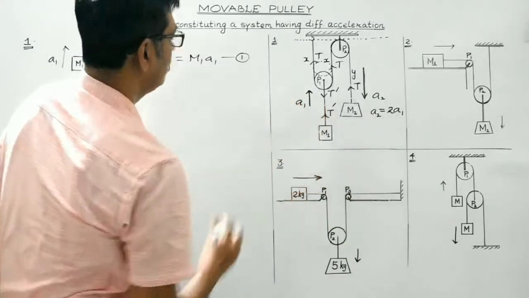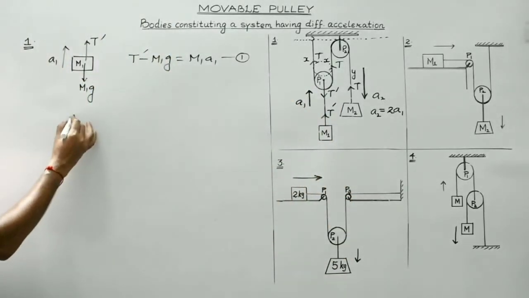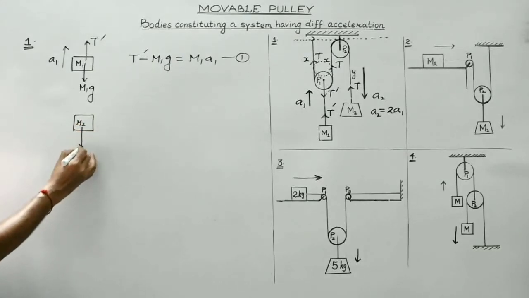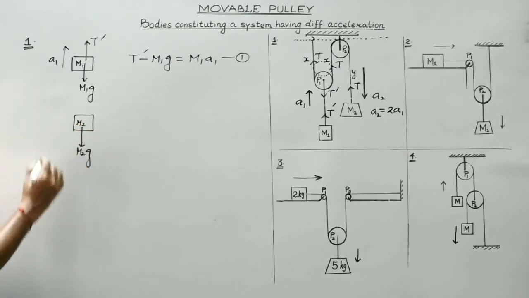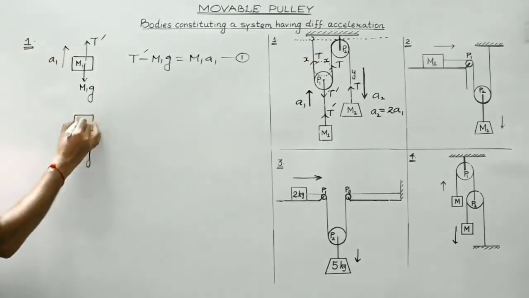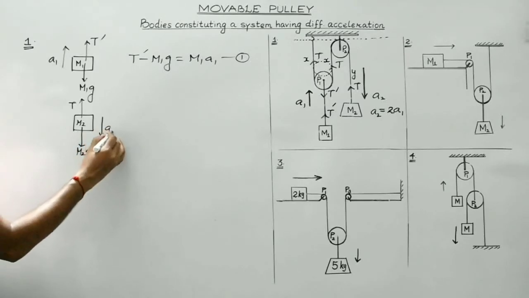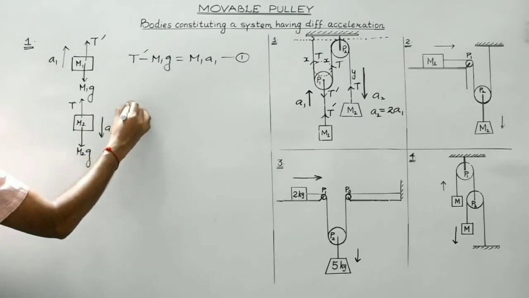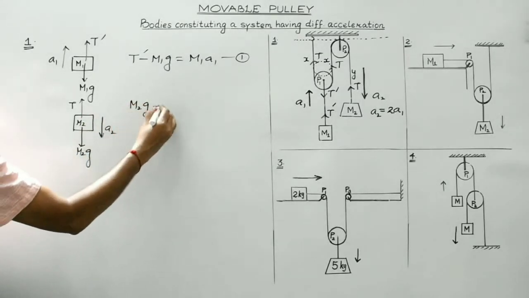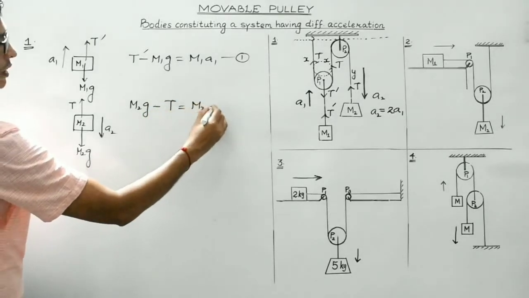Now let's consider mass M2, this one. Okay, its weight will act in the vertically downward direction. Tension is T, acting in the upward direction, and it is accelerating downward with A2. So what will be the equation over here? M2G minus T is equal to M2A2.